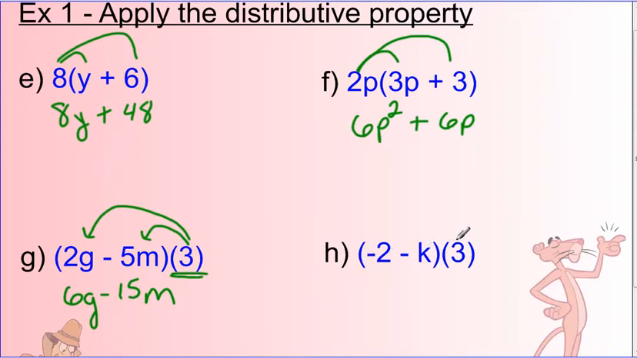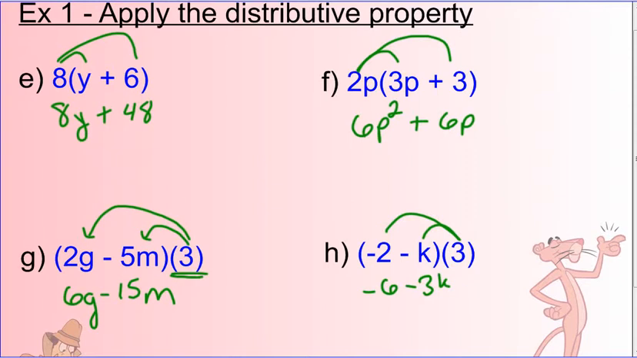Letter H. Draw your rainbows. 3 times negative 2 is a negative 6. 3 times negative k is a negative 3k. And that's what we got.